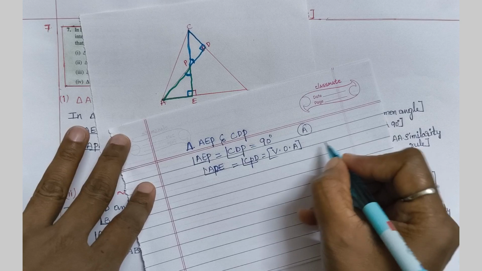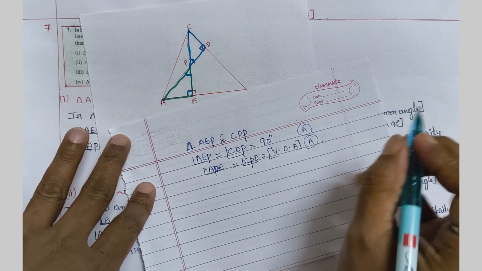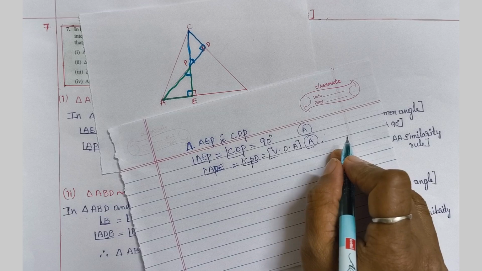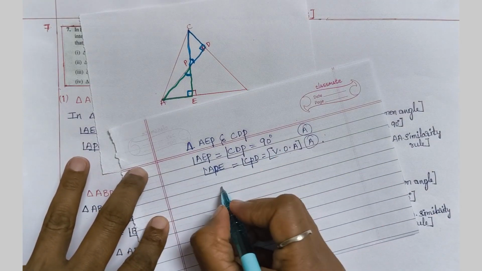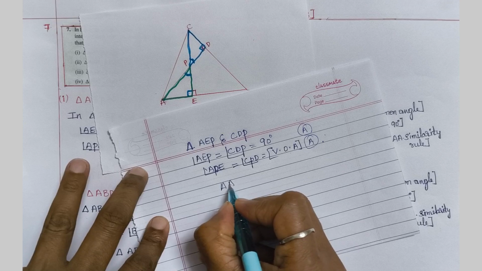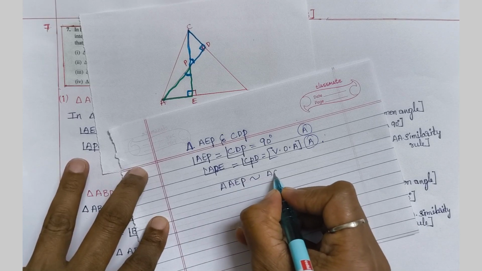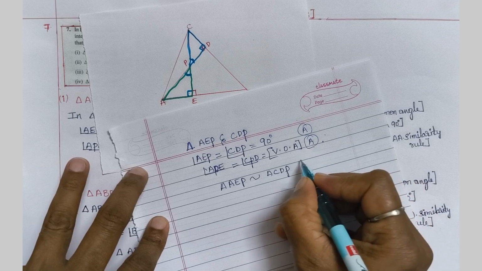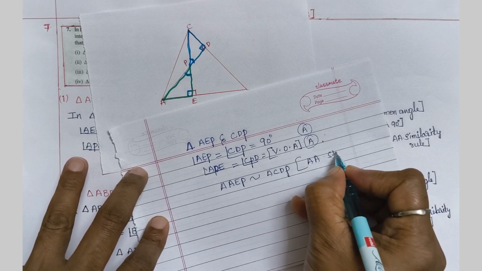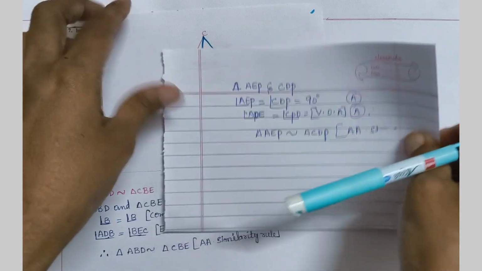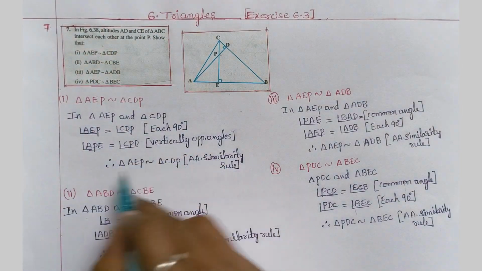This angle 90 degrees equal, this angle vertically opposite angles are equal. So by which criteria are these two triangles similar? By the angle similarity criteria. Write it: triangle AEP is similar to triangle CDP. What is the reason? Angle similarity criteria. Only this much is the answer here. Fair notes you can use it.